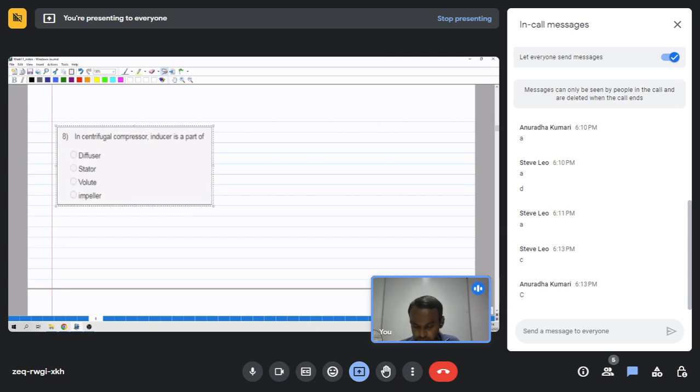In a centrifugal compressor, the inducer is a part of the diffuser, stator, volute, or impeller. Yeah, the inducer is a part of the impeller.